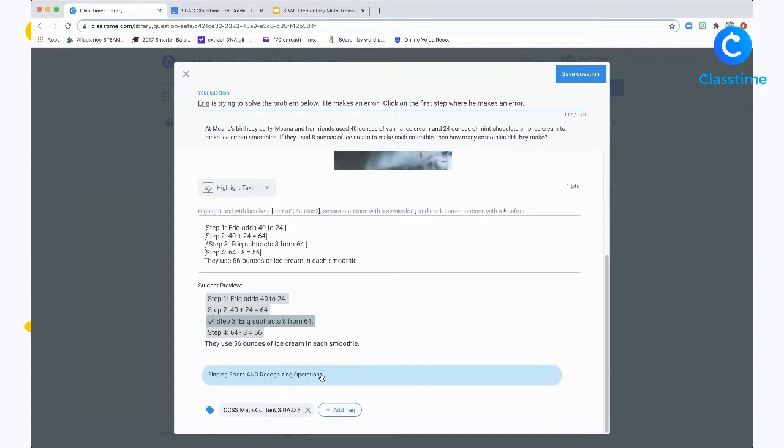Because with recognizing operations, that is always going to happen in word problems. Like you have to be able to tell if it's add, subtract, multiply, divide. Kids have to be able to do that just under this standard umbrella. But then we would throw in a finding errors. So can kids figure out where the mistake was made? And highlight text works fabulous for that.